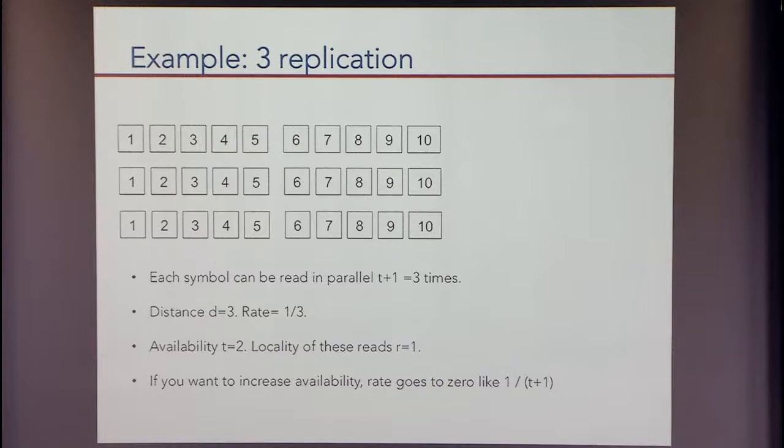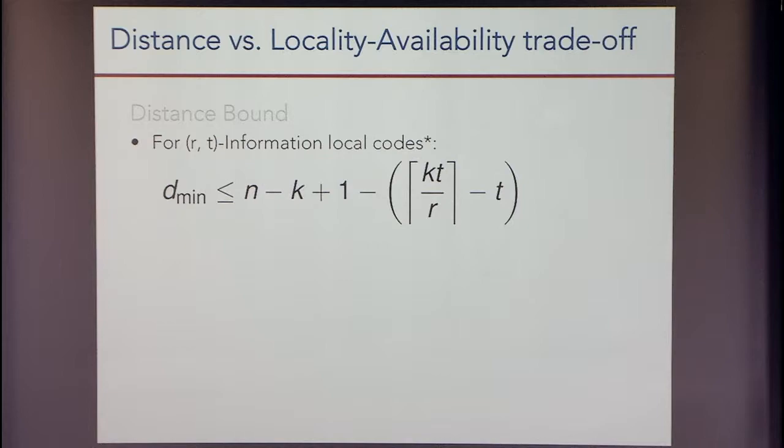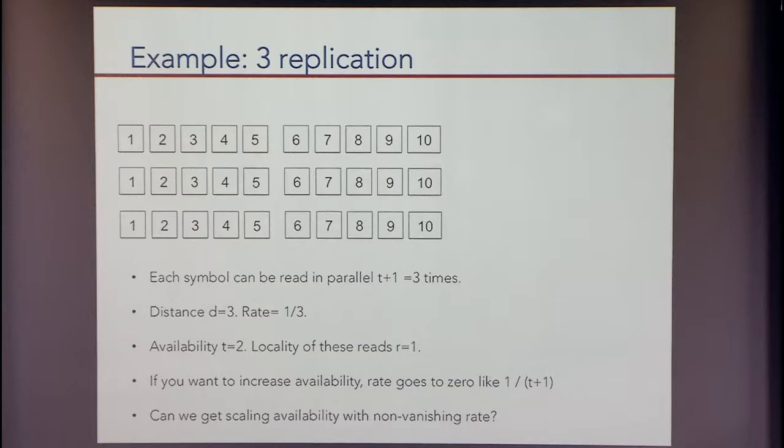Scaling availability with non-vanishing rate. Okay. Why is the availability 2 instead of 3? Because for some reason we decided not to include the systematic read in the count, which every time I read my papers again, I'm tempted to define it the other way. But then the other benefit is the availability is the number of repair groups also. So the systematic read doesn't count as a repair group. So yeah, it's because of that.